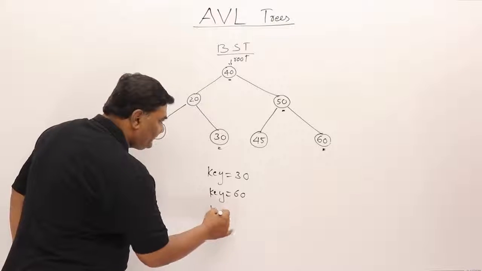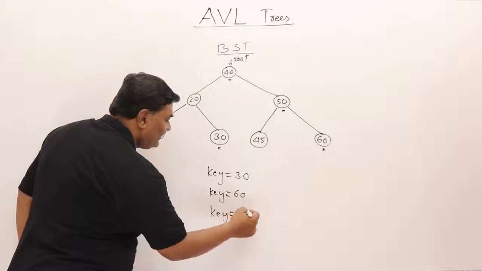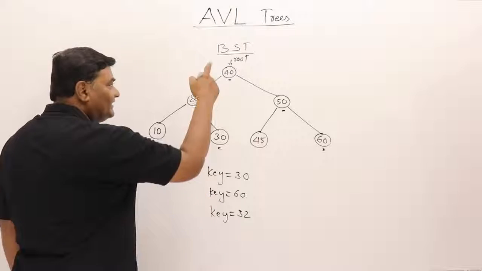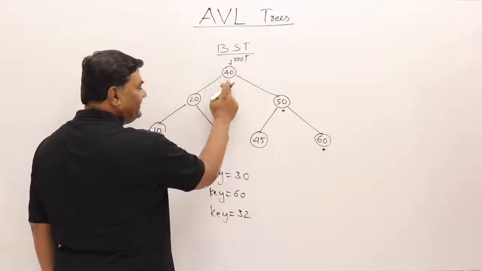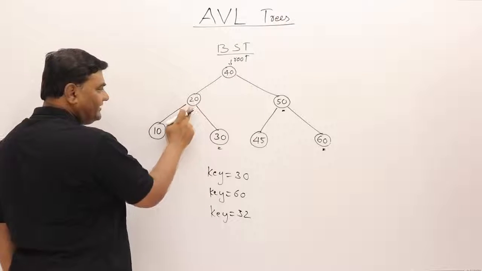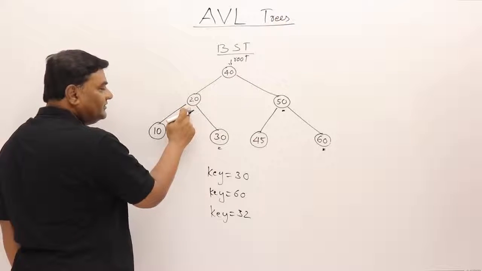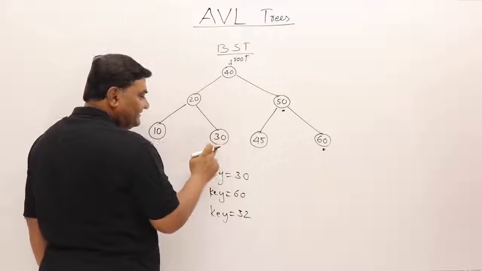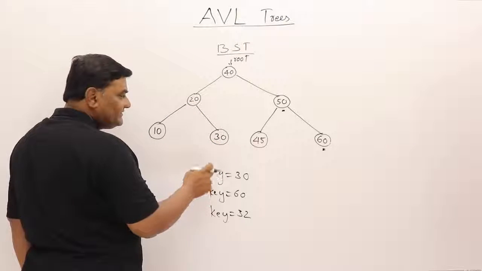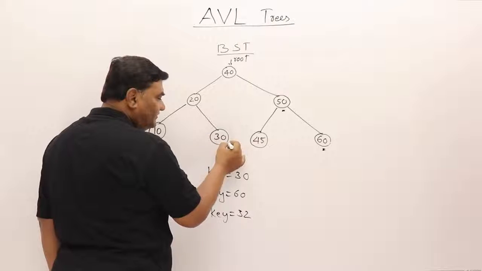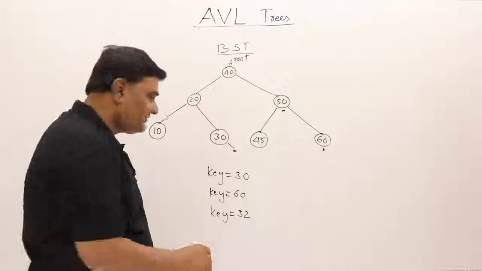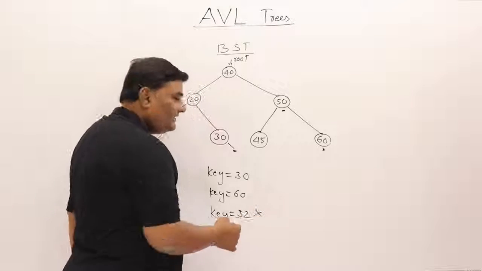Suppose I want to search for a key element 32. Let us search for it. Start from here. This is not 32. 32 is less than this one, so go on the left hand side. This is not 32. 32 is greater than this one, so go on the right hand side. This is not 32. 32 is greater than this one, so try to go on the right hand side, but there is nothing. So now the search fails. For this we cannot find the element.